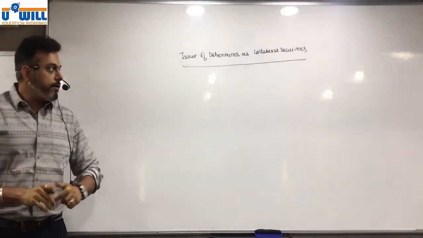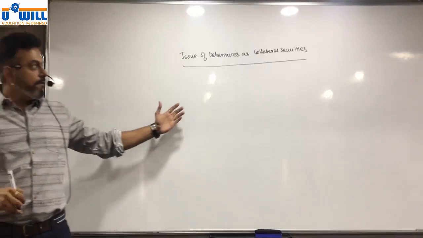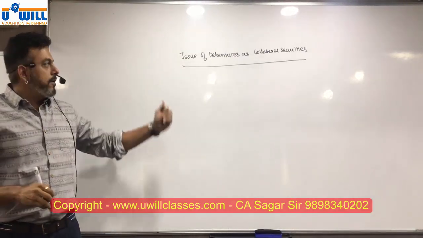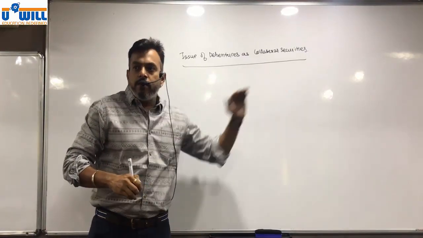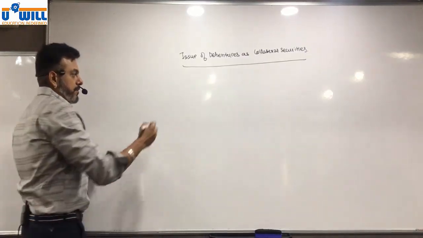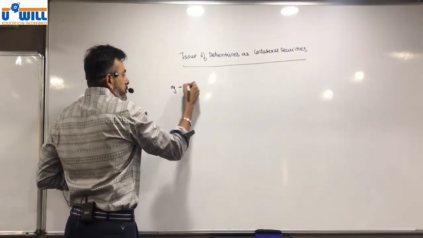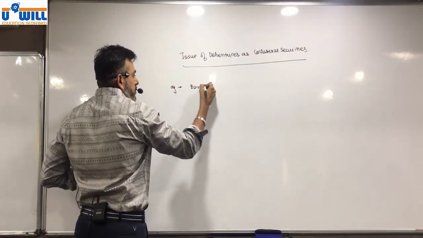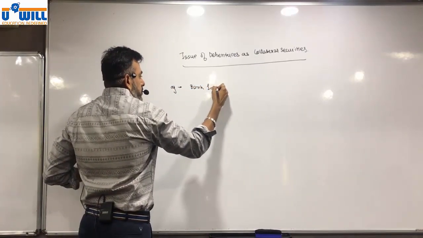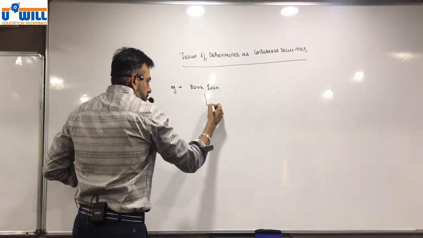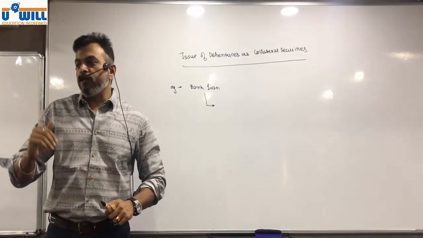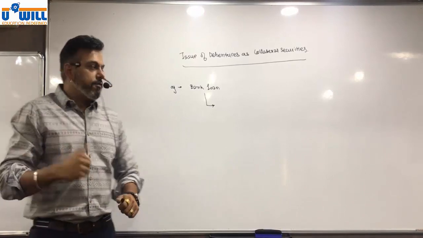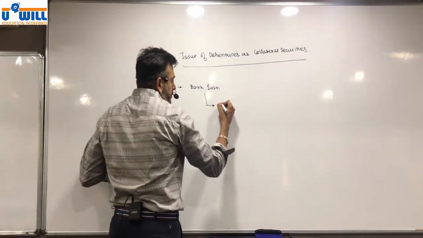We are going to do today a new type of debentures, where debentures are issued as collateral security. Say for example, we want to take a bank loan. Will the bank just give you the money? No. They'll ask for some security. So what I'll do is, I'll give some security.